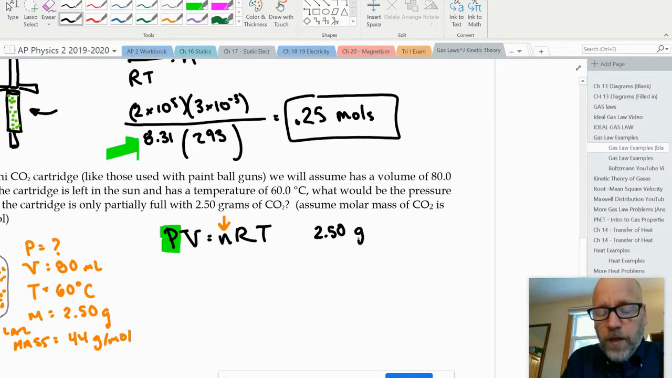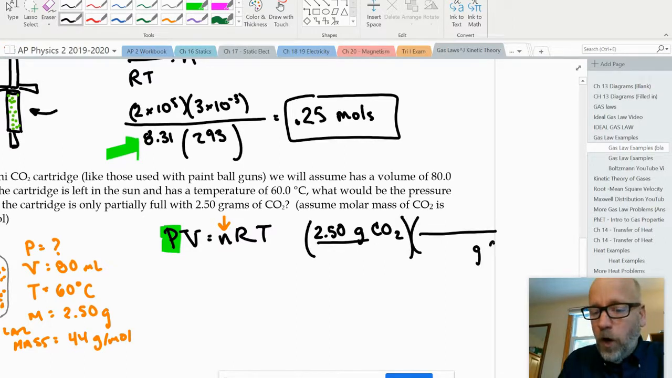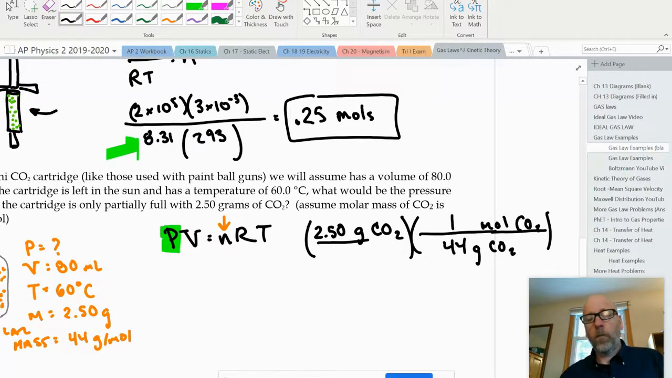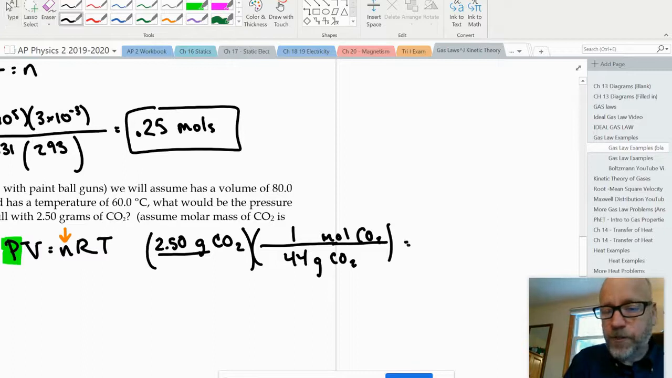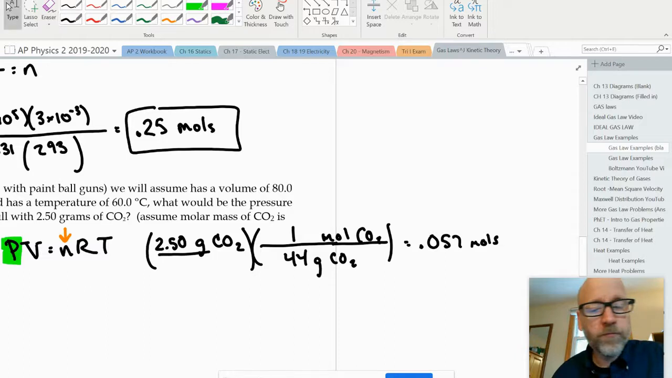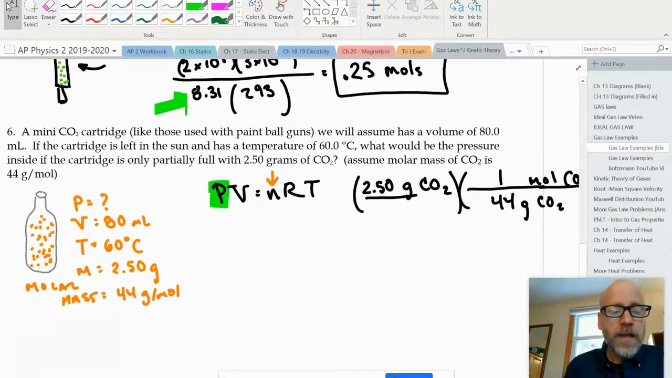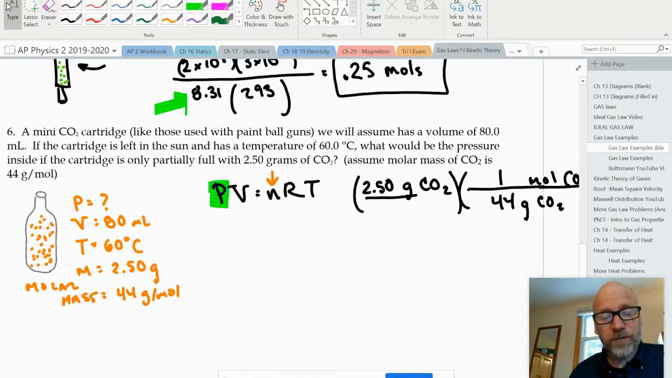And start with, I've got 2.5 grams of carbon dioxide. Now, if I want to get rid of grams of carbon dioxide and go to moles of carbon dioxide, I've got 44 grams and 1 mole. So, 0.057-ish. I'm probably not going to round that when I punch it into my calculator. Okay. Now, the only other thing I've got here is some conversion factors.